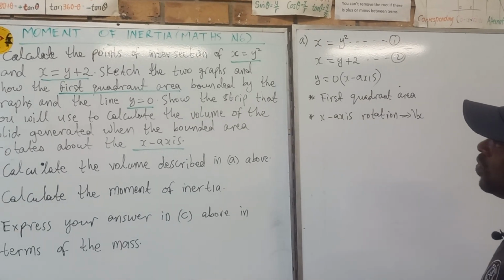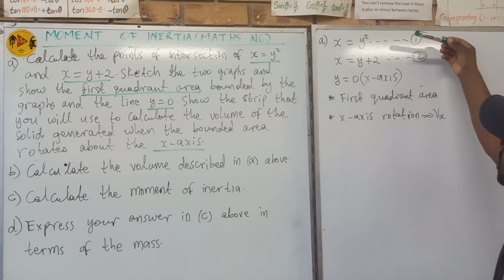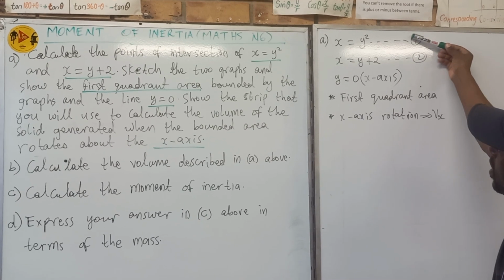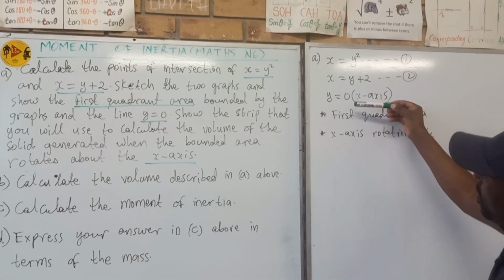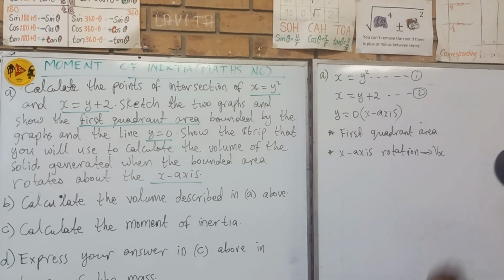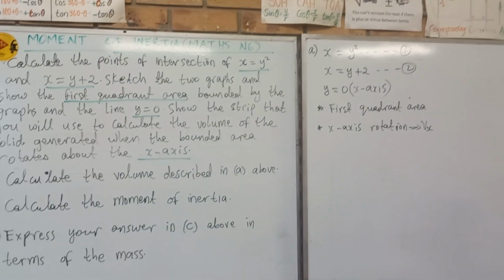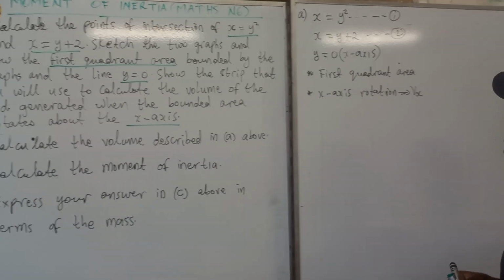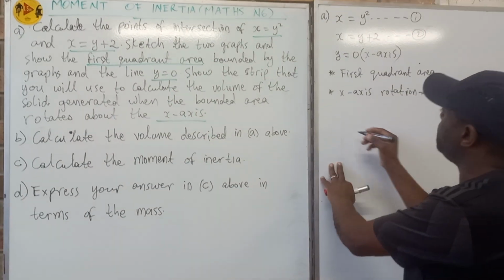So if we go back to the question, we need the point of intersection of the first two graphs. Then after that, we'll sketch all the three graphs and show the portion in the first quadrant surrounded by the three graphs. Then we'll put our strip in that portion. So let's go for point of intersection.